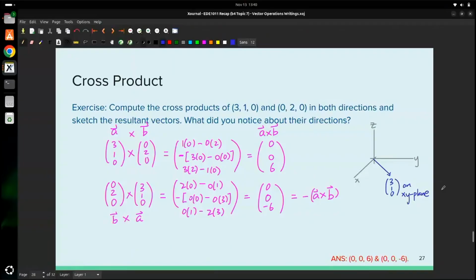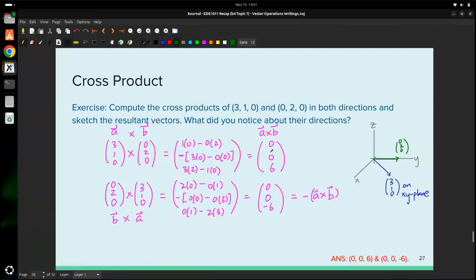No z component. Then 0, 2, 0 is what? 0, 2, 0 is in the y direction only. So this is 0, 2, 0, because it's only the y axis. The y component is 2, then the x and z components are 0. So what is the plane that is containing the two vectors here? Must be the xy plane.